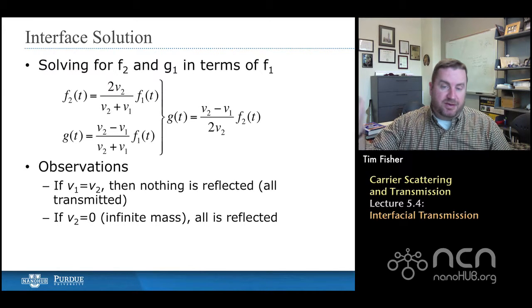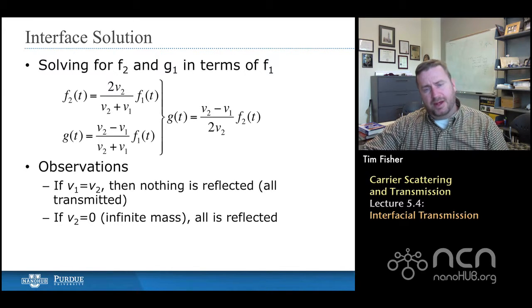On the other hand, if the velocity in the right-hand string is 0, meaning that it has a mass density mu that goes to infinity, then everything is reflected. And that's also what we would expect. The other string becomes kind of like a wall.